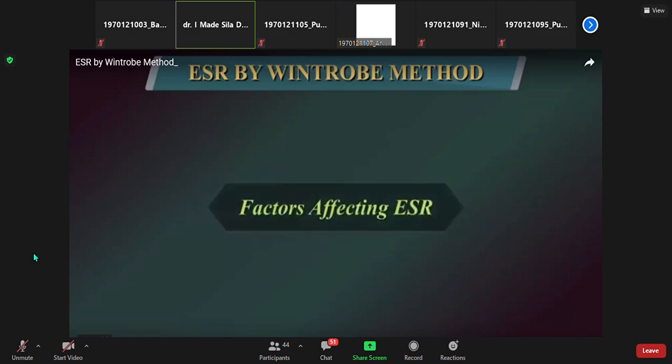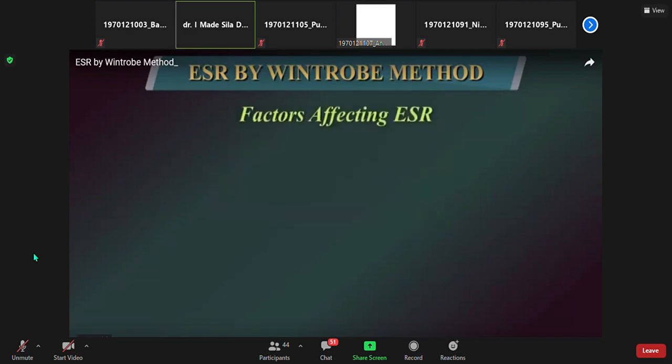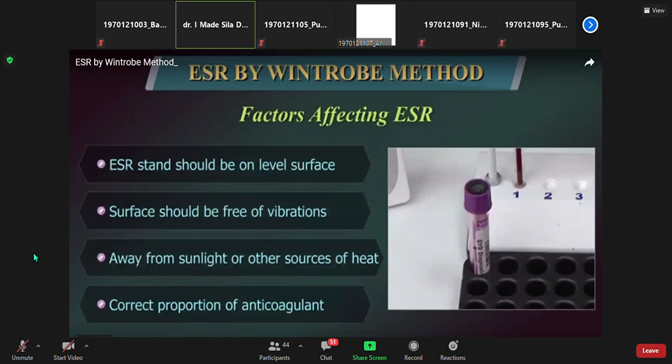The ESR is affected by a number of mechanical and technical factors. It is absolutely essential that the ESR be on a level surface and that the table or area on which the tube is placed is free of vibration, direct sunlight, or other sources of heat.